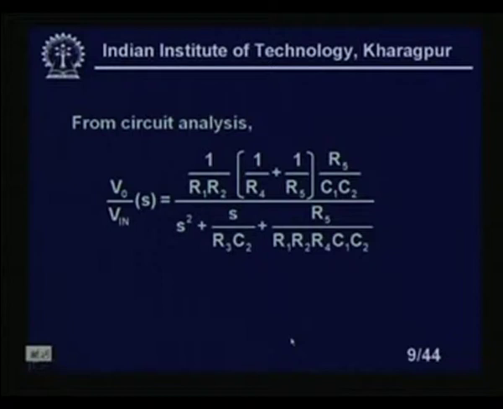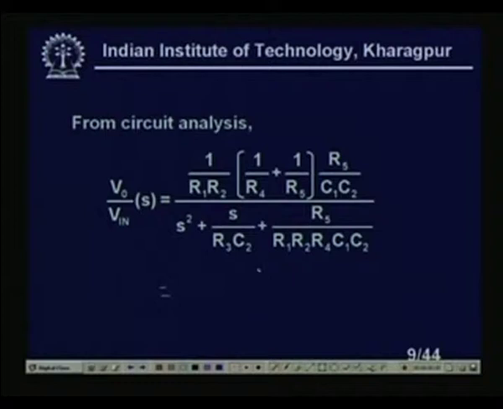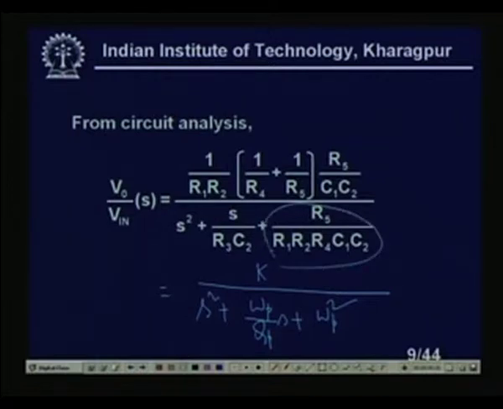Now, let us go back again. So, this is my circuit. I can write K times S square plus omega p by Q p S plus omega p square. So, the square root of this will give you omega p, this will give you omega p by Q p, and this will give you capital K.